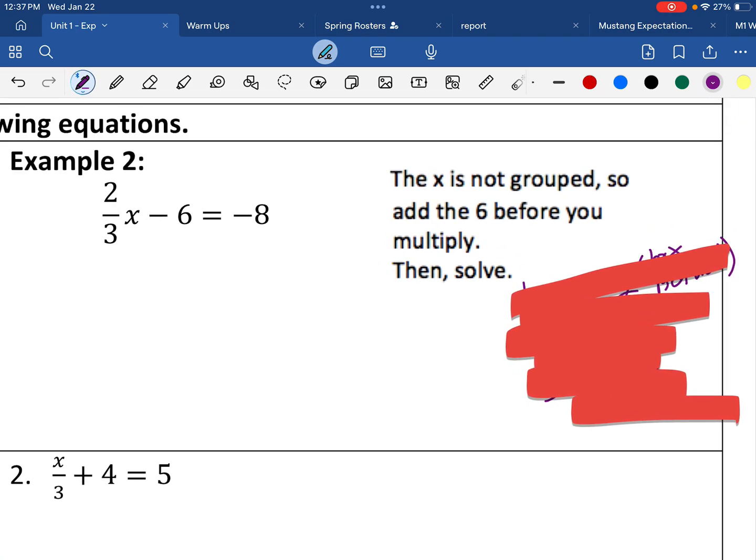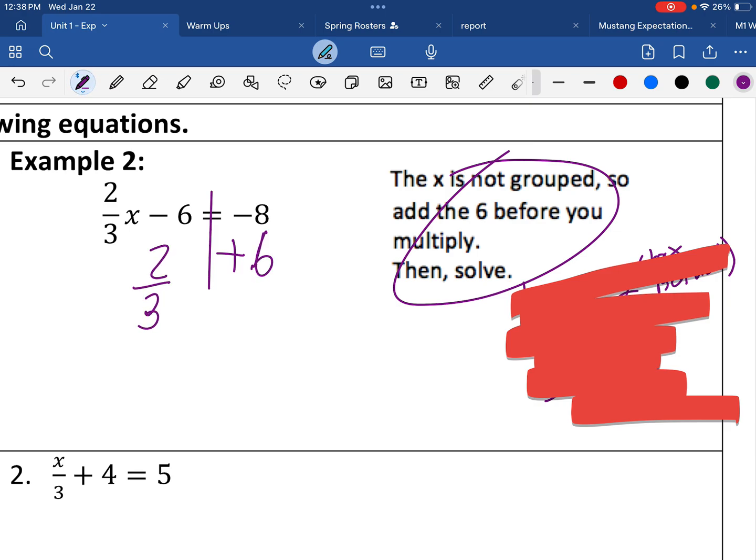Let's look at the other example now. So we have 2 over 3 x minus 6 equals negative 8. So our little blurb right here says the x is not grouped, so you add the 6 before you multiply, and then you solve. So it's not grouped within. So we are going to do our split, and we are going to add the 6. The 2 over 3x, that just drops down. And then bring the minus 8 down.